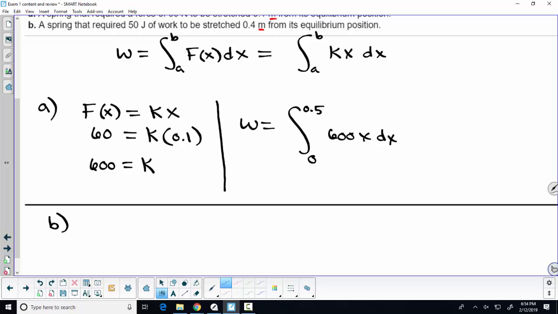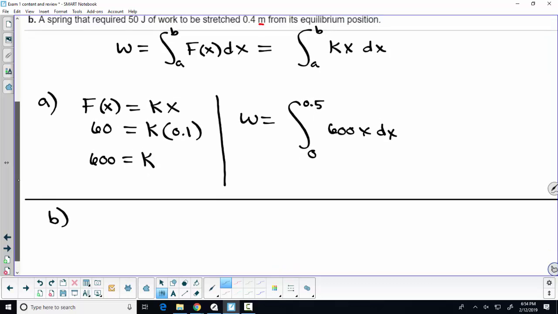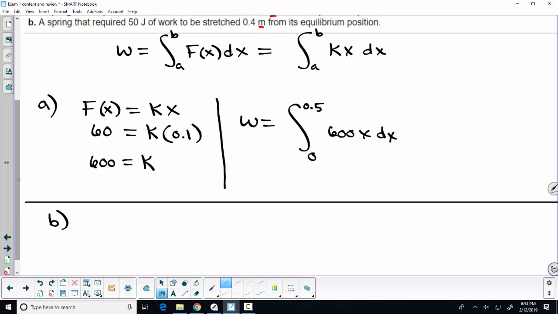And for part B, a spring that required 50 joules of work to be stretched 0.4 meters from its equilibrium position. So here we're not given a force, we're given the actual work required. So what would our setup look like here? Find the newtons from the joules and the distance given. Yeah, and what would that look like? Joules equals newtons times distance.